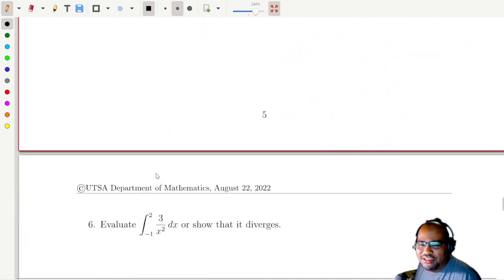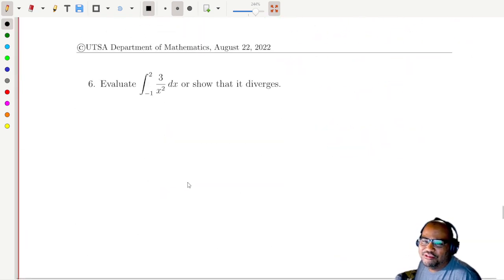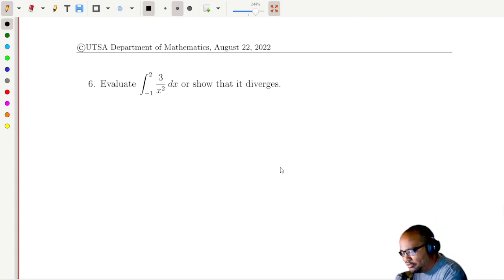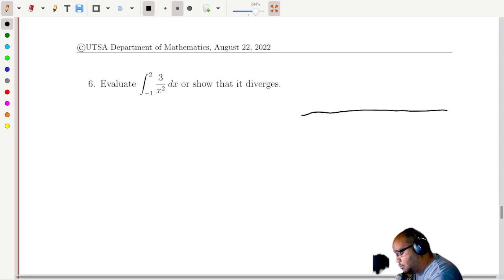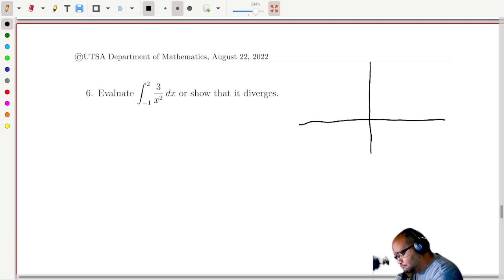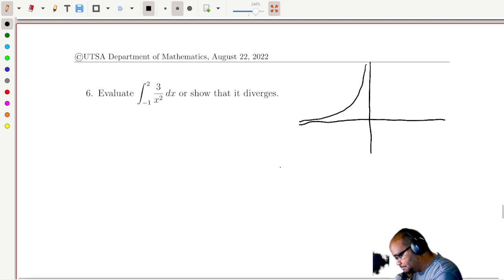All right, let's go on to our last one here. I have this integral from minus 1 to 2 of 3 over x squared. Just for kicks, let's draw the picture. I know I have an even exponent here, so I'm going to get the volcano shape. The asymptote at 0. So I have my volcano shape.